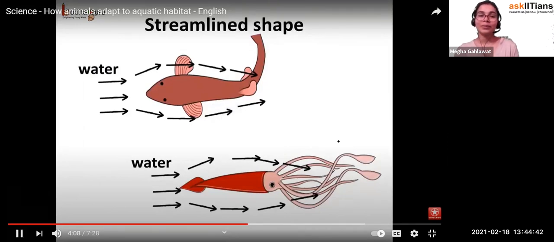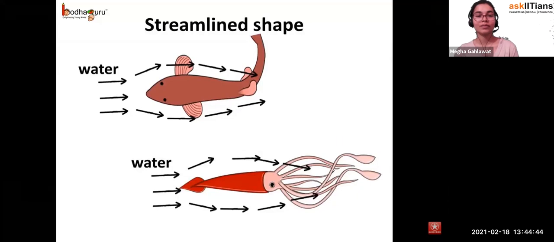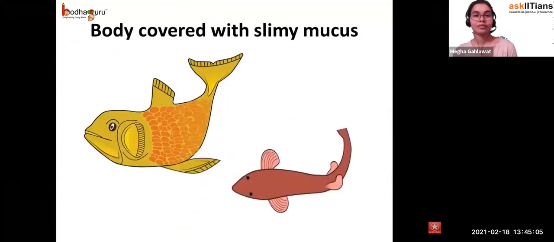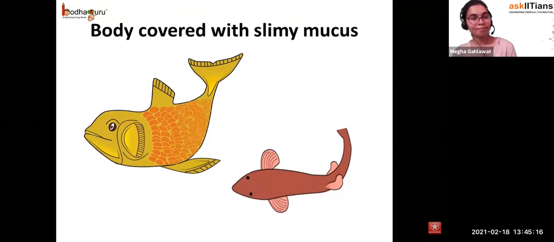Now, how can the fishes swim so fast? The fishes, octopus, squid, and many other aquatic animals have streamlined shape. That is, it is rounded in front and narrow in the back. This shape reduces the water resistance and they can swim through the water easily. The body of many fishes and many other aquatic animals is covered with slimy mucus, which makes the body waterproof and reduces the water resistance, making the body slippery.